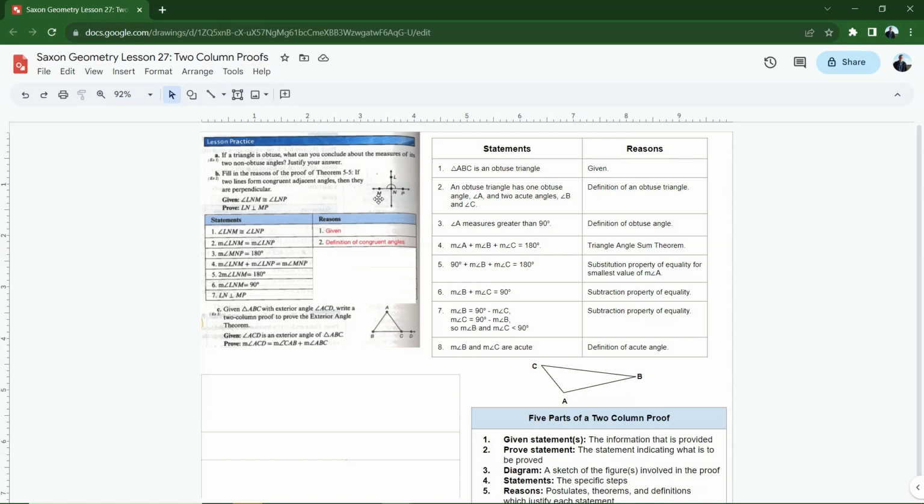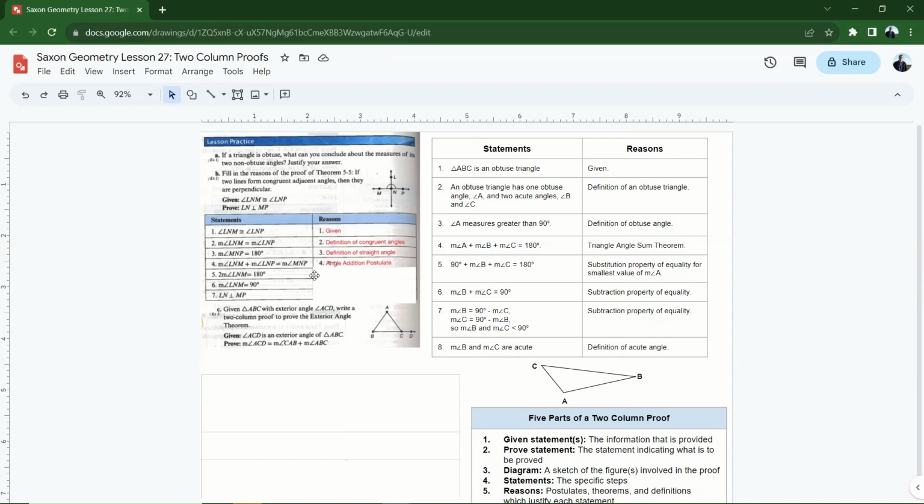The measure of MNP is 180 degrees. Now, I don't like this one. I would have started off by saying MNP is a straight angle by the definition of a straight angle. They say that it's 180 degrees by the definition of a straight angle. And then number 4, the measure of LNM plus the measure of LNP, because both of these add together to make up the angle MNP, we could say that these two are going to add together to make another straight angle, the straight angle that we see, by the angle addition postulate.